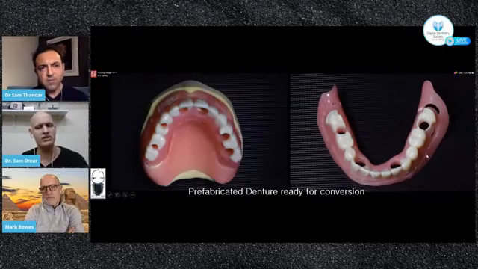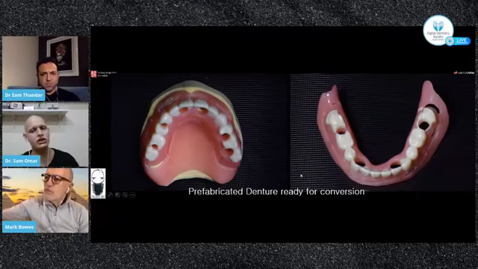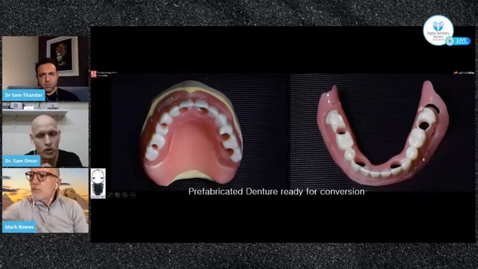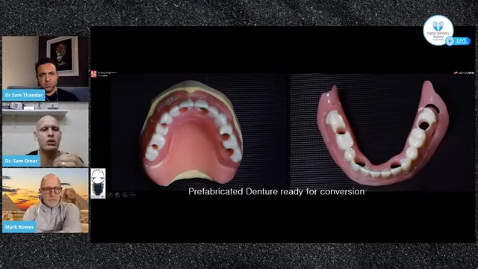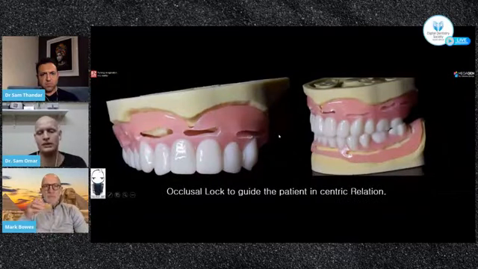This is just a copy of the denture made with the same material. But this denture was made and it's ready for conversion, basically. So you have holes in the denture that will correspond to where the implant positions are going to go. And that's basically how that looks.